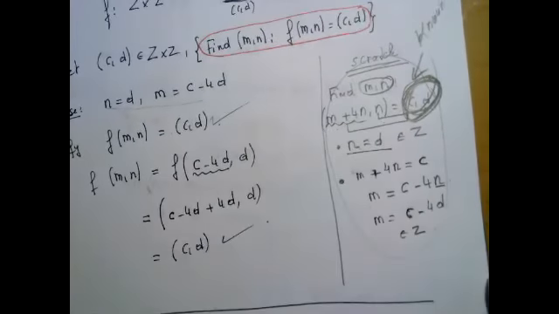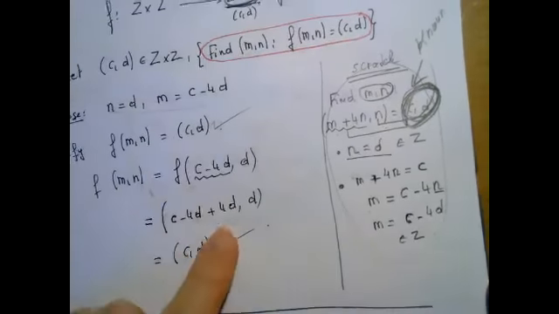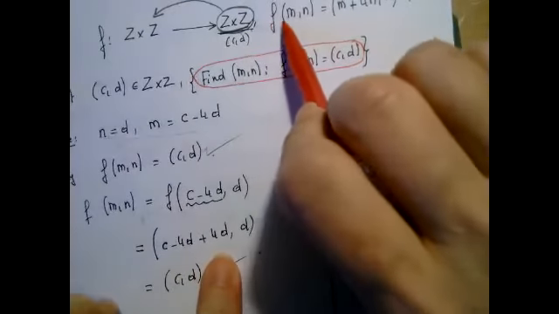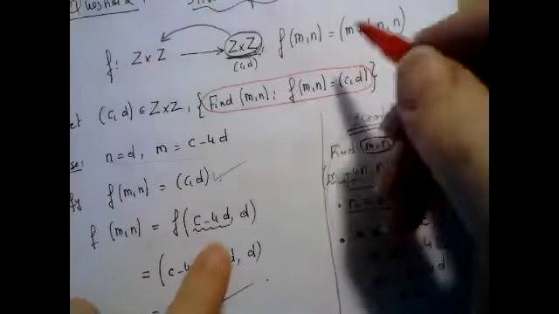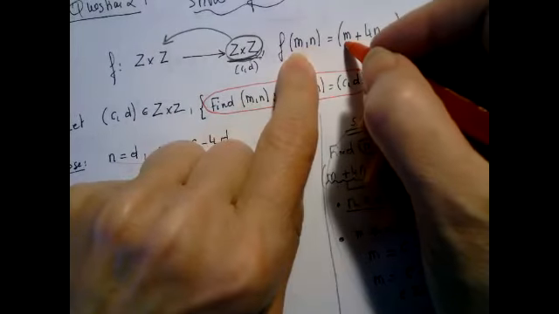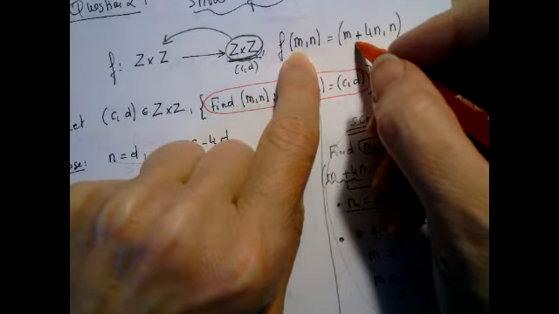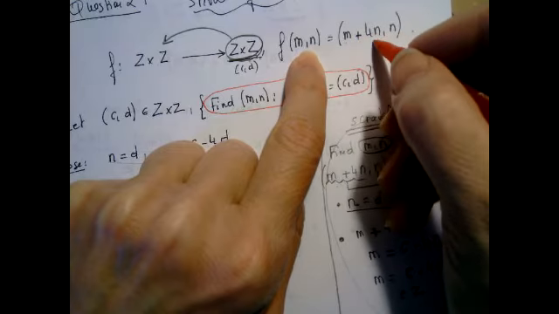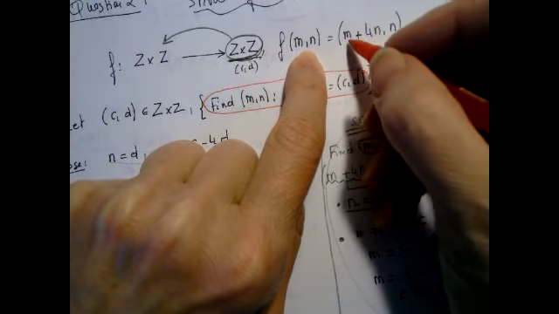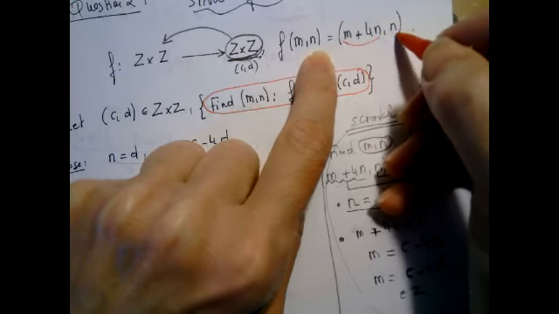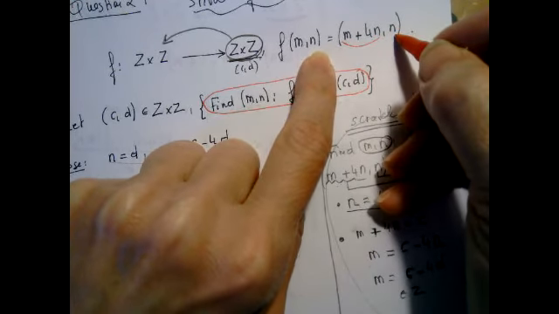Professor, I'm lost with the plus 4D part. This one? Yes. Yeah, okay, let's go back. What's the rule here? What does F do? It takes the first component and does what to it? It adds to it 4 times the second. Got this part? That's the rule. And here it does what? It keeps the second component the way it is.